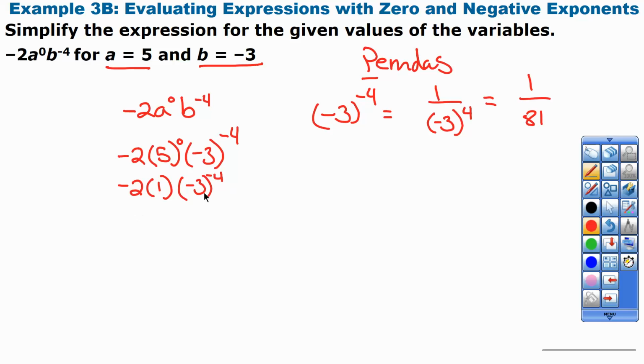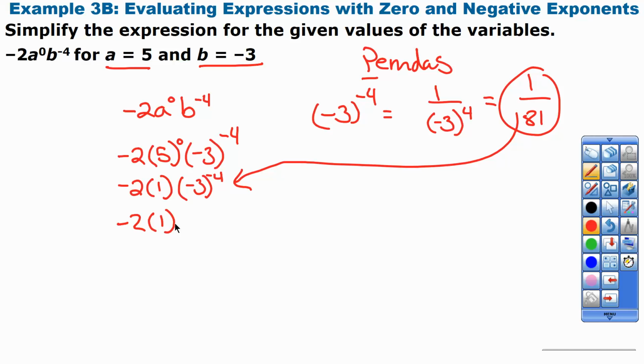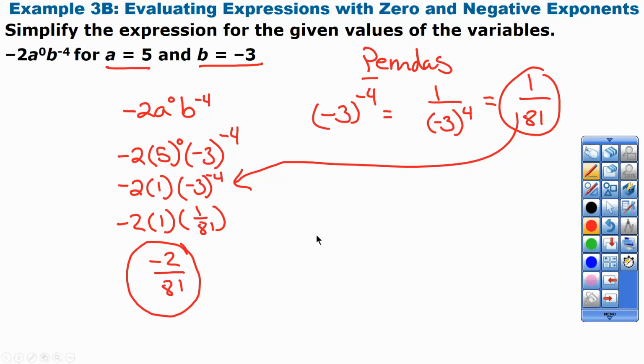So we're going to plug that back in right here. So that's negative 2 times 1 times 1 over 81. And so that gives us negative 2 over 81. And 81 is only divisible by 3. So we're going to leave it just like this. Negative 2 over 81. I'll give you a minute. Actually, if you need to, pause the video. I'm going to go to the next section.